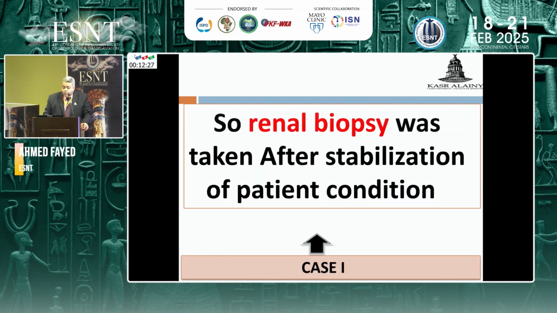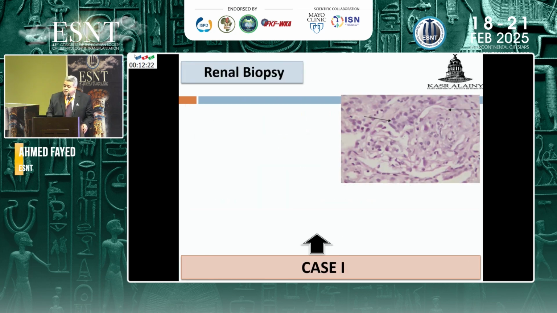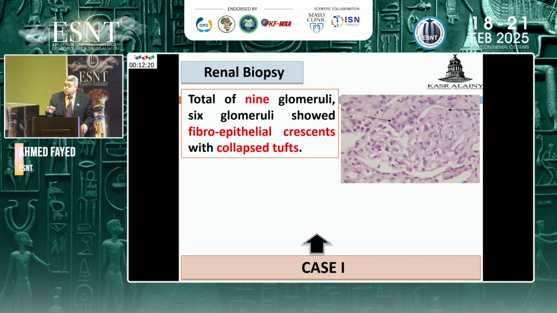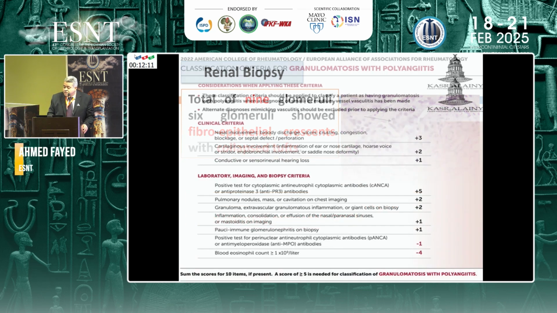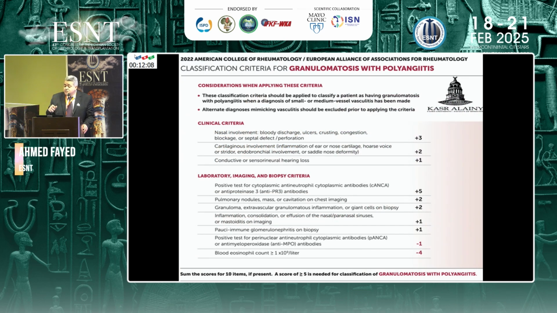Okay. We do the renal biopsy after stabilization of the patient's condition. The biopsy showed 9 glomeruli, 6 of which show fibroepithelial crescents and collapsed tuft, with immunofluorescence negative, confirming pauci-immune crescentic RPGN. This is the study according to the American College of Rheumatology 2022 for granulomatosis with polyangiitis. In our case, the cytoplasmic ANCA-C is positive, and the second issue is the presence of pauci-immune glomerulonephritis, with +1.